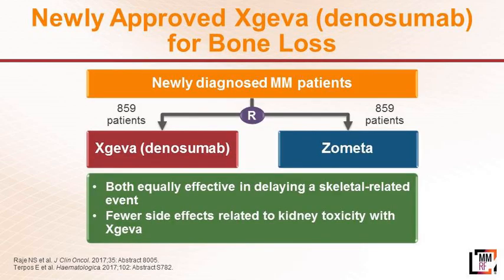So this is a slide on the newly approved medication for bone loss, which is Xgeva or denosumab. And what happened is there was a phase 3 study in patients that were newly diagnosed with multiple myeloma. And they were randomized to either the Xgeva arm or the Zometa arm, and there were 859 patients in each arm. It was found that they were both equally effective in delaying the skeletal-related events, and there were fewer side effects related to kidney toxicity with Xgeva.